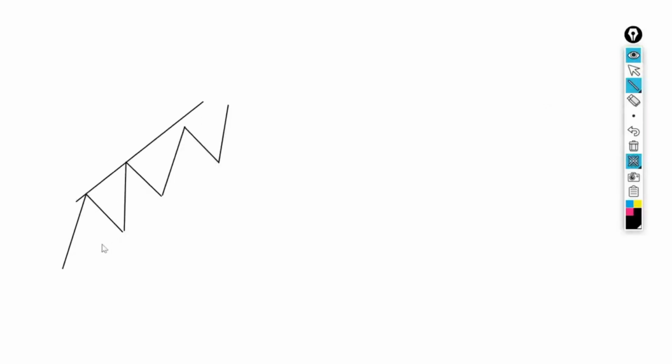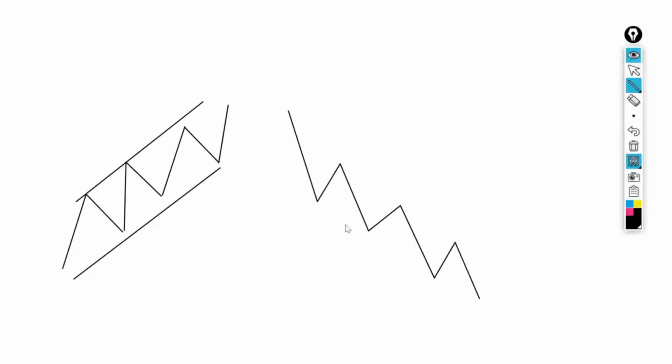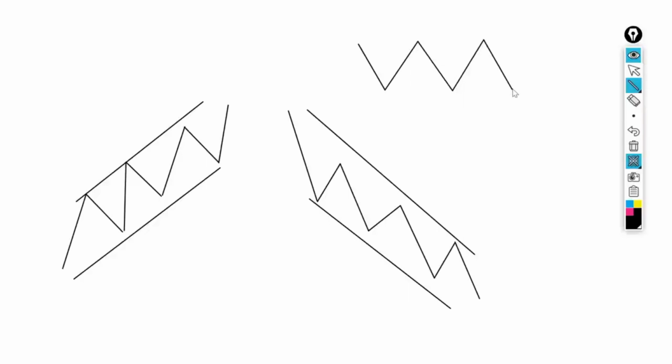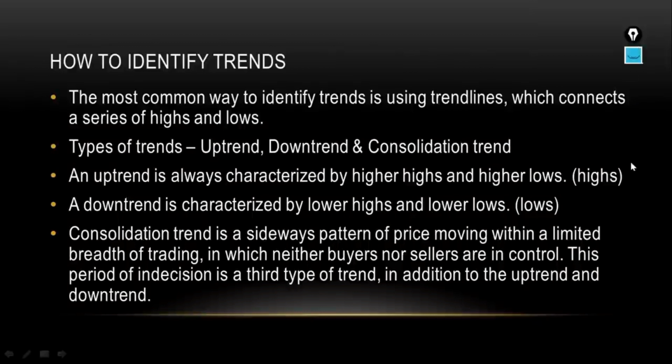Firstly, I'm going to start by showing you what is an uptrend. So basically, guys, this is how your uptrend is going to look, and right here, this is how your downtrend is going to look. And lastly, we're going to have our consolidation trend. As we continue with the lesson, I'm going to explain the difference between these three trends and what you need to look for in order to understand them. All right, so I just showed you an uptrend, a downtrend, and a consolidation trend. Let's continue with the slide.